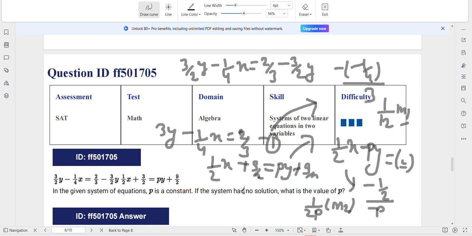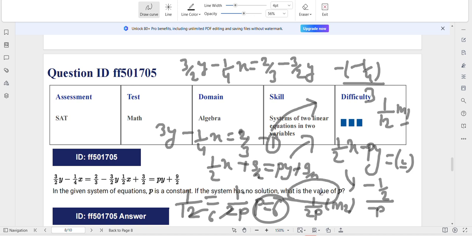As I've already told you, these two lines are parallel if they have no solution. So the slope of 1 must be equal to the slope of 2, which means 1/12, the slope of the first line, must be equal to 1/(2p), the slope of the second line. Now if we solve this, we get p equals 6. So the answer for this question is 6. The required value of p is 6.